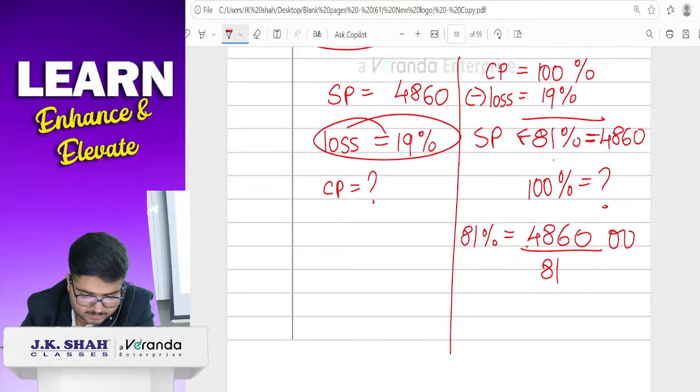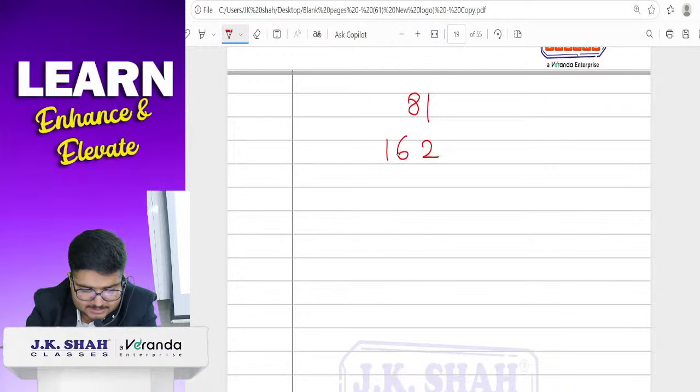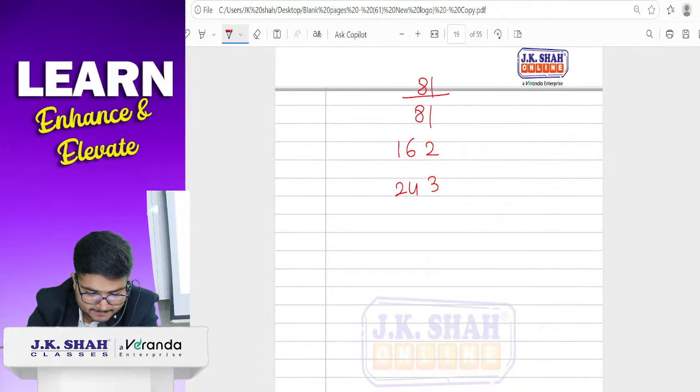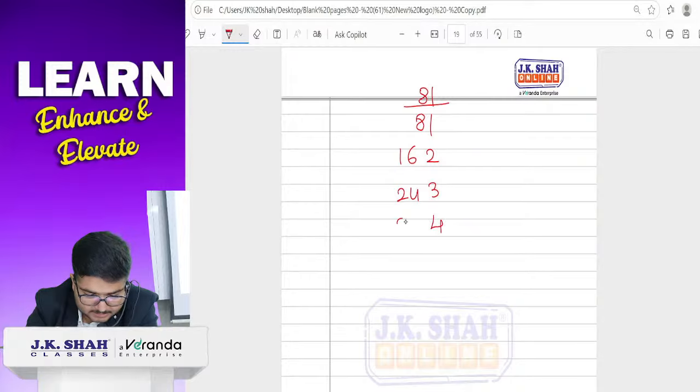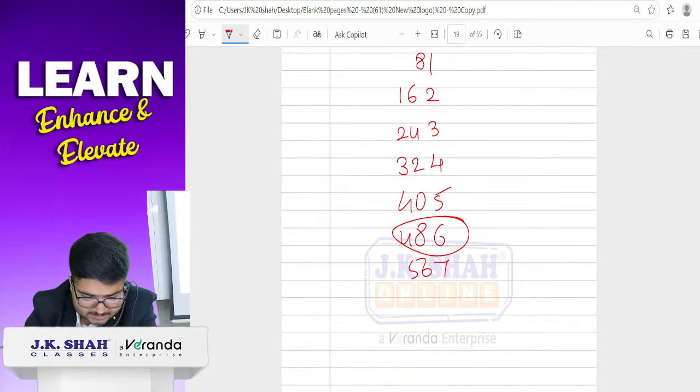I have taught you the table of 81, right? For the table of 81, you should know the table of 8. 8 1s are 8, 8 2s are 16, 8 3s are 24, 8 4s are 32, 8 5s are 40, 8 6s are 48, 8 7s are 56. So see, 486 comes in the table of 81.